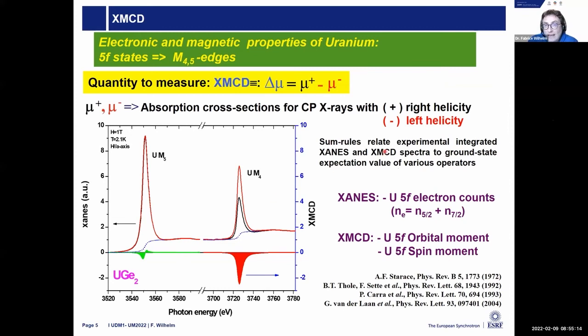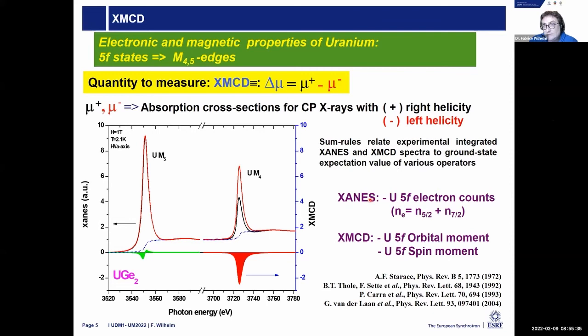Now, with the help of some sum rules that have been derived by Thole, Francesco Sette, Paolo Carra, and Gerrit van der Laan, and even by Sarraz in the early 70s, it is possible to relate the experimental integrated XANES and XMCD spectra to ground state expectation values of various operators. Indeed, that has been shown before.